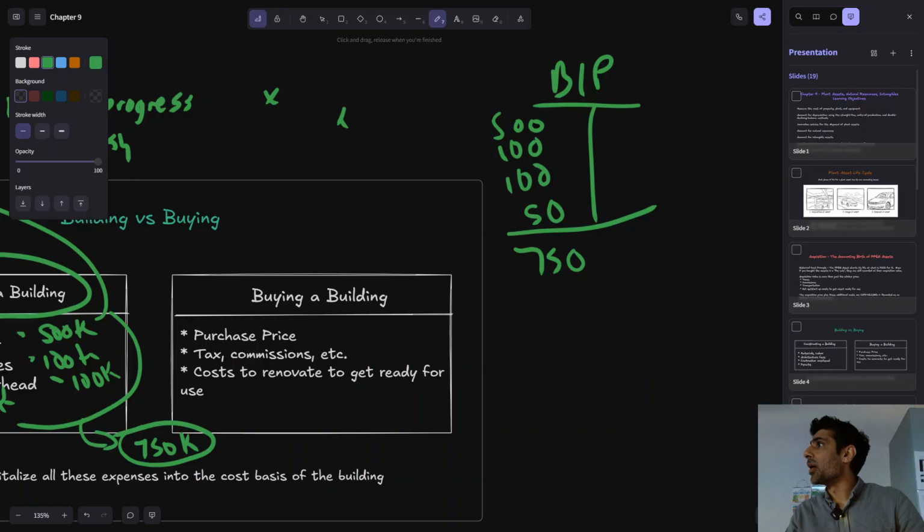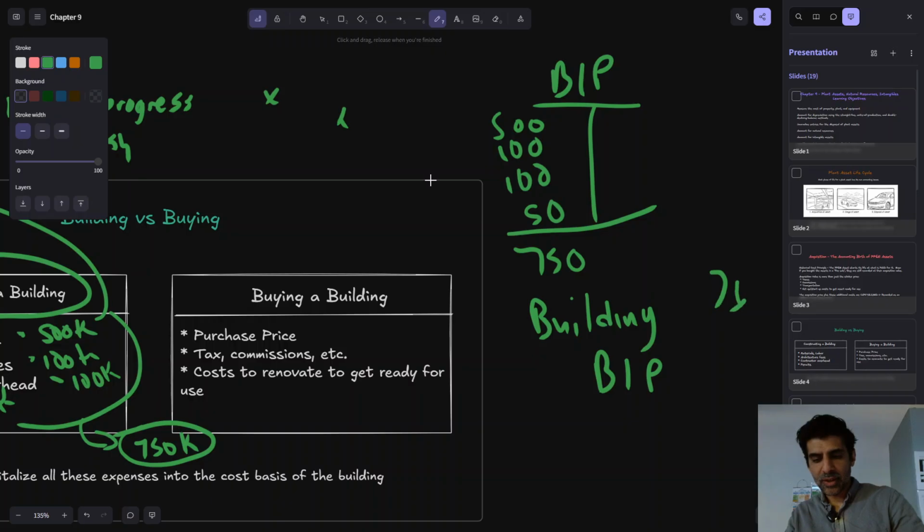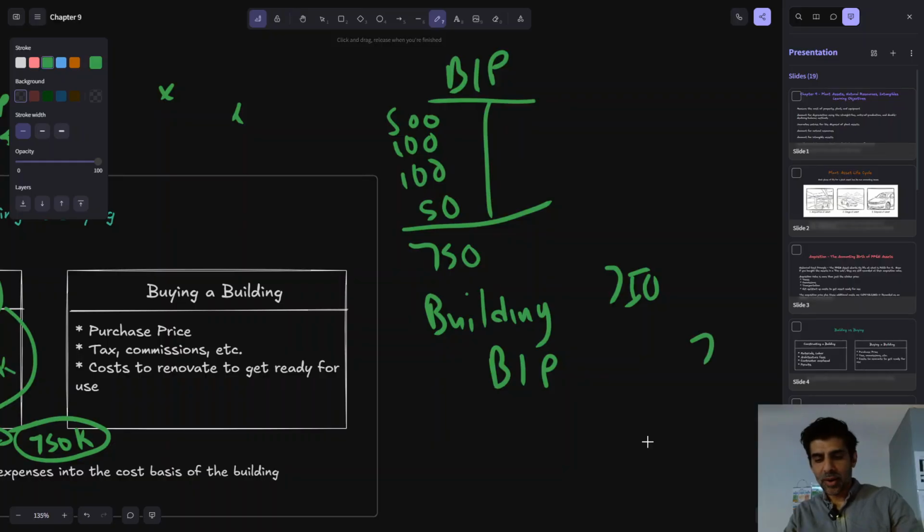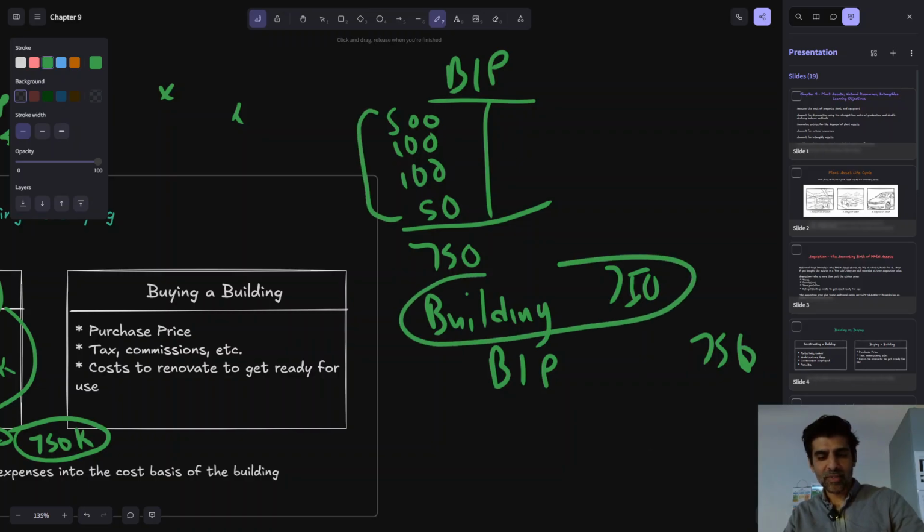And then when your building is done, what you'll do is get rid of the building in progress and have your building. So your journal entry will be building, and then building in progress. So 750 is the cost basis of this building asset, and your building in progress goes to 0. So you've just moved all this stuff into this new asset with the cost basis of 750,000. Make sense? Yeah. Okay.